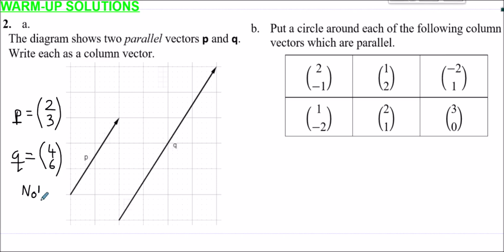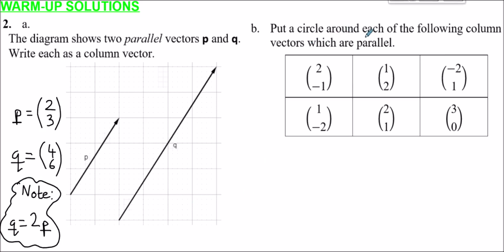If you note here, just note this for a second, for this one q is a multiple of p. q is double p, so q is 2 lots of p. And that's always the case when you have 2 vectors that are parallel. One can be expressed as a multiple of the other. And we're going to see this again in this lesson. So part b of this question.